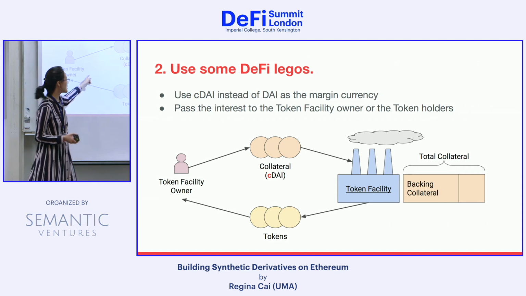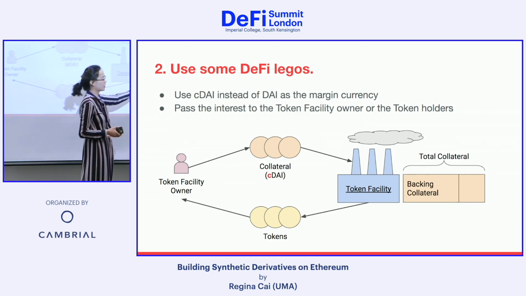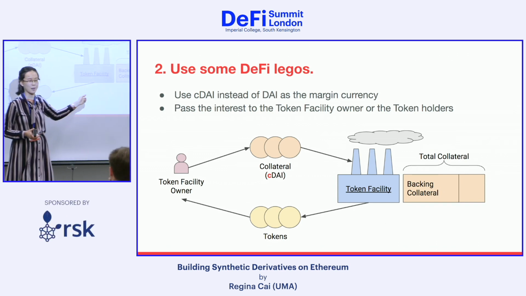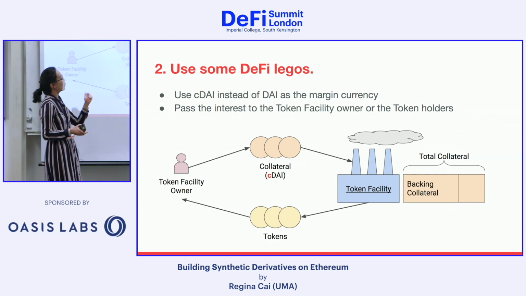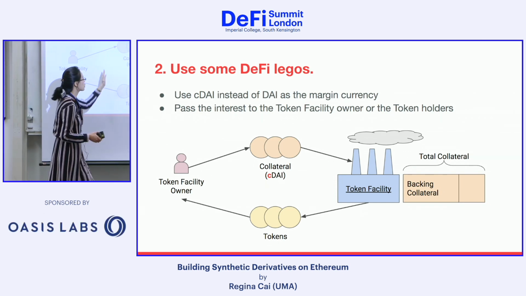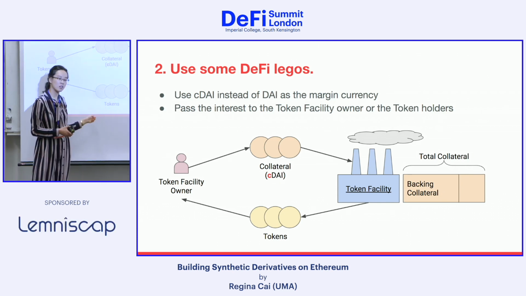Well, then what you have is collateral that's bearing interest. That interest, maybe it's enough to offset your margin requirement, or it helps you top up less, right? Maybe that interest can be paid to the token facility owner. Or you could pay it out to the token holders. So you could just pass through the collateral. You could pass through the interest of your C DAI into the tokens.